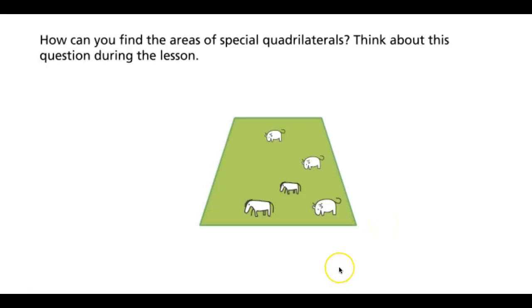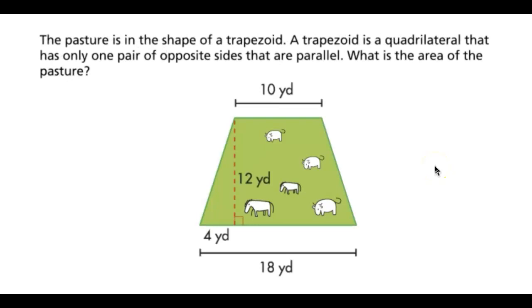So a trapezoid is a special quadrilateral. So we're going to check how we're going to find the area of this trapezoid. We already did this in our challenge question, but let's just look at it again, okay? So in this problem that we have, the pasture is in the shape of a trapezoid. The trapezoid is a quadrilateral that has only one pair of opposite sides that are parallel. So what do you think is the area of this pasture?